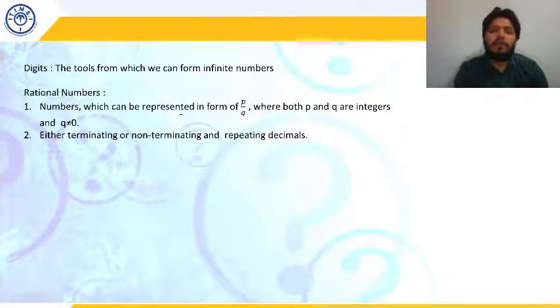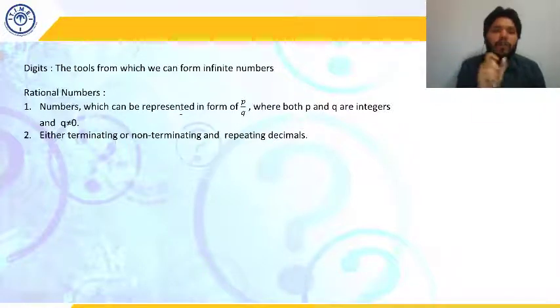If we divide 5 by 2, what will we get? 2.5. So after the decimal, it is ending at 5. 2.5, and that's it. So it is terminating at 5. So numbers that are either terminating, or if non-terminating, then repeating decimals, are called rational numbers.